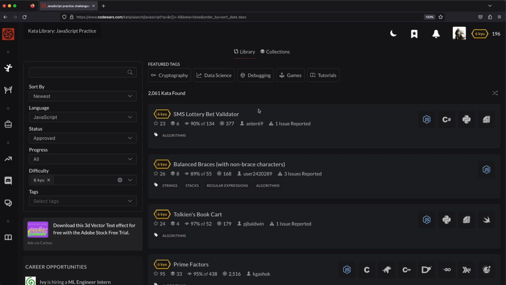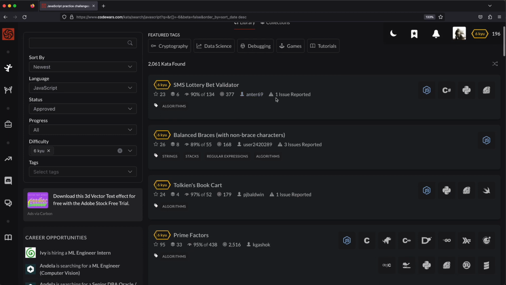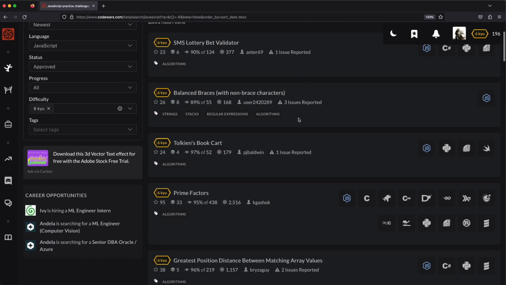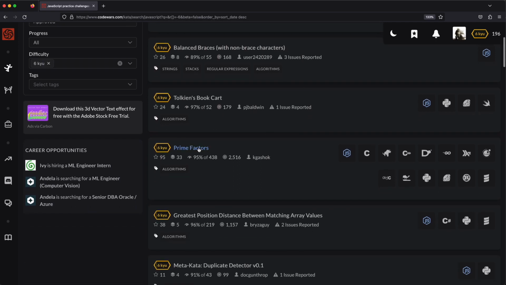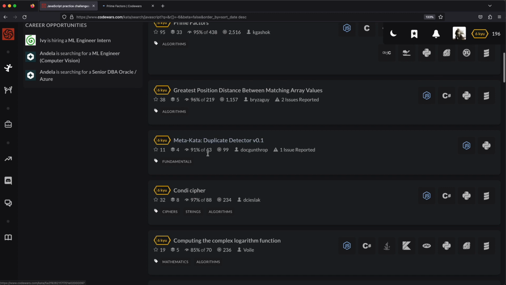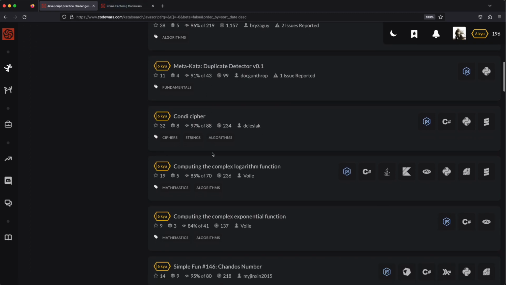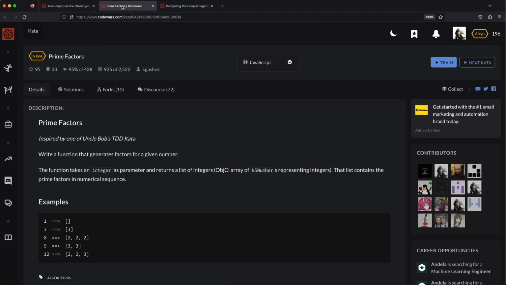Let's grab two problems and try to solve them. Let's get those that don't have any issues reported. So maybe this one, and one more, this one, computing the complex logarithm function. Okay, let's go and see what this one is.